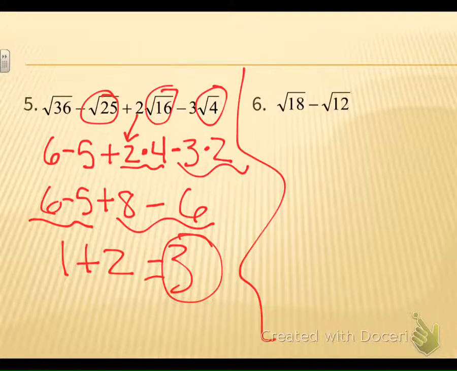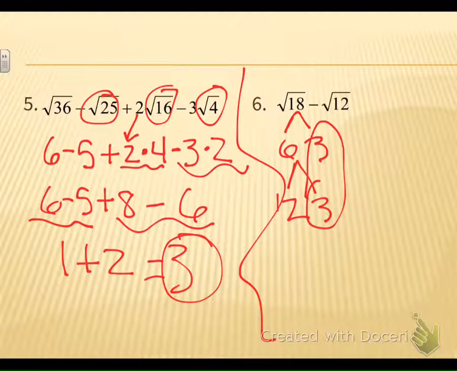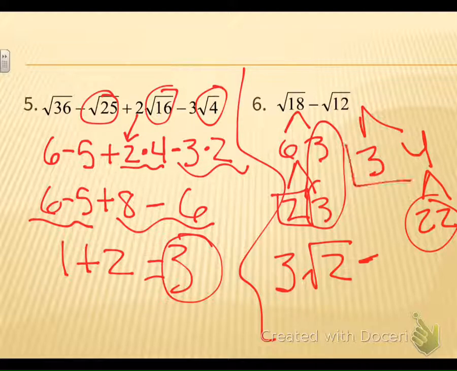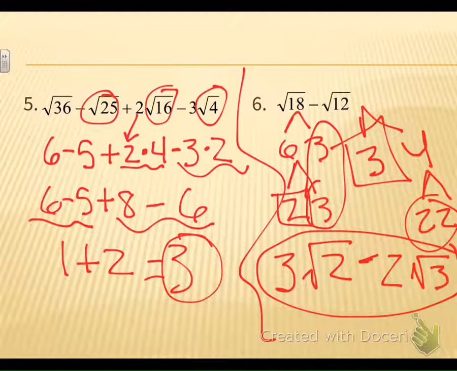All right, last one. Square root of 18. That can break down into 6 and 3. That breaks down into 2 and 3. We have one pair, and we have a 2 left over. So that turns into 3 root 2. Minus, and then 12 factors into 3 and 4. And 2 and 2. So we got a pair and 3 left over. So minus 2 root 3. We cannot combine those, so we are all done.